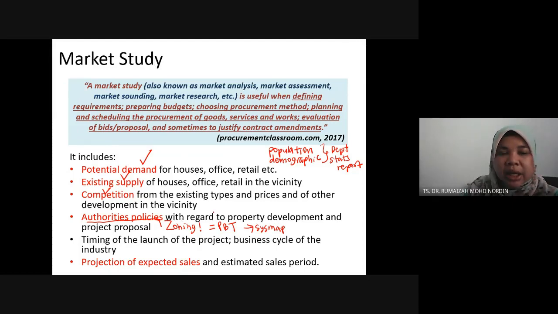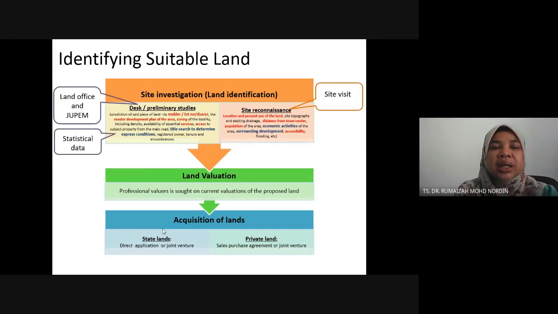Which means it can help to boost the market of your proposal. And then the projection of expected sales is the selling price for the house. You need to know what your revenue would be. Is it profitable, is it good for us to carry out the project there? Again, the market study looks at potential demand, supply, competition, authorities' policy, timing and also expected sales.